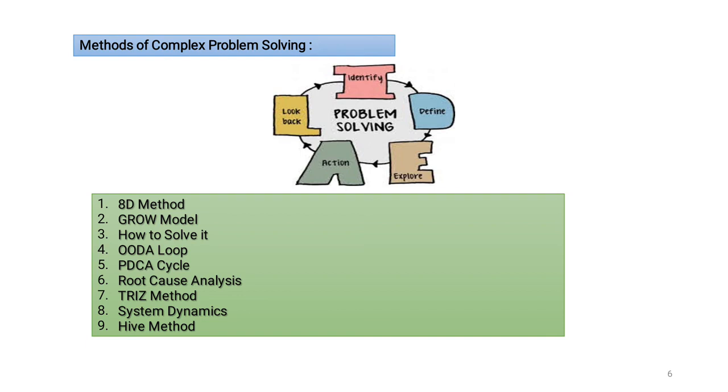Let's talk briefly about the hive method. The hive method is also called swarm intelligence. So it is the collective behavior of decentralized, self-organized systems, natural or artificial. It is employed in work on artificial intelligence. It refers to a more general set of algorithms. That is the hive method. So these were the different methods of complex problem solving.